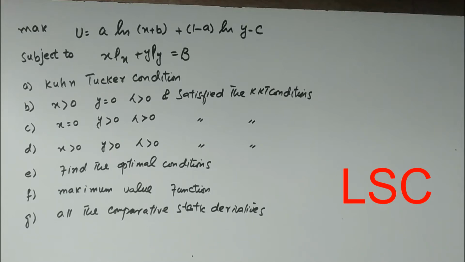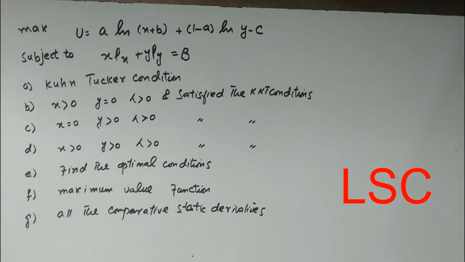Today we are looking at the Kuhn-Tucker conditions, and the question given is for the maximum condition subject to a constraint, and we have to find all those values which have been given. A is our Kuhn-Tucker condition. B, C and D are given conditions, that is x greater than 0, y equal to 0 and lambda equal to 0 and so on, and we also check whether they satisfy the Kuhn-Tucker conditions or not.